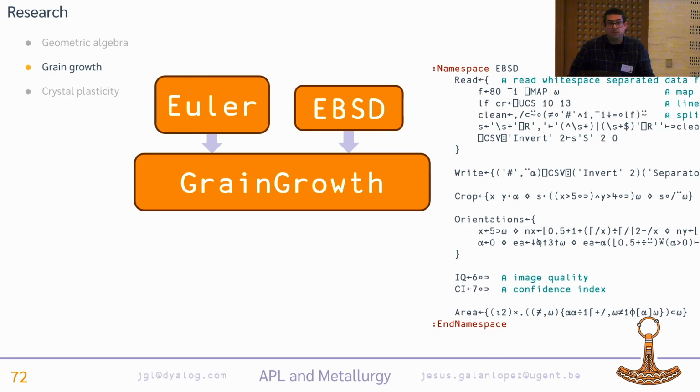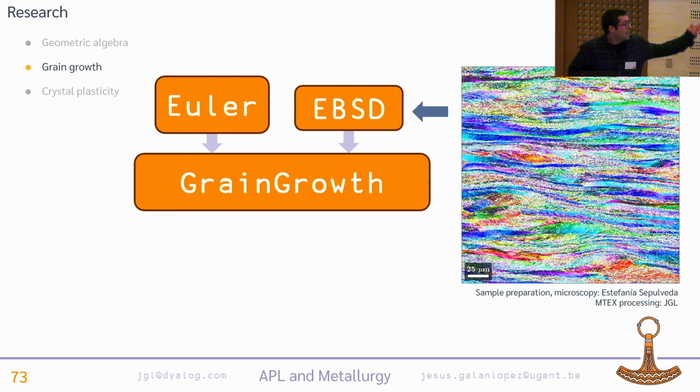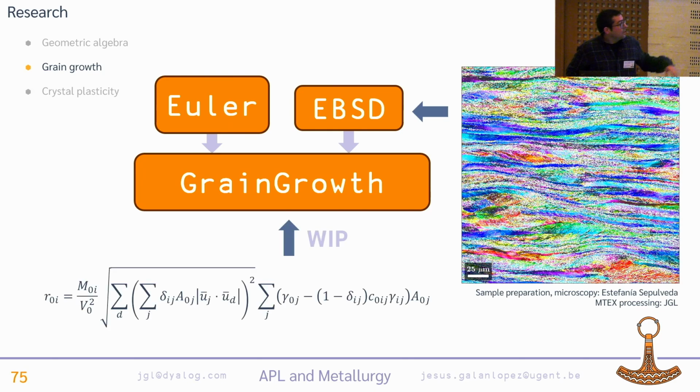I also have another namespace to work with EBSD data. That experiment I showed before is EBSD data. That's the kind of experiment that we use. Yeah, like this. And we are trying to improve the grain growth model itself. We are adding the concept of time, of boundary velocity, and so on. It's a bit more complicated, but we are working on it. I'm working on it together with more people at Ghent University. They do the experiments, they test the models, and I basically write them.